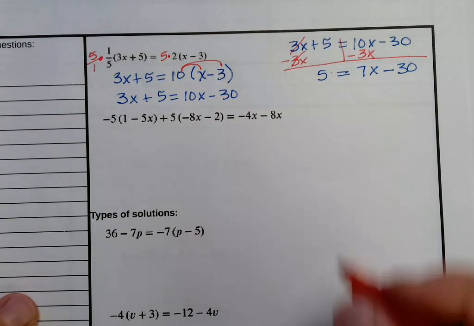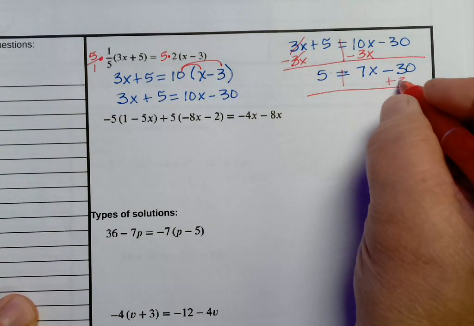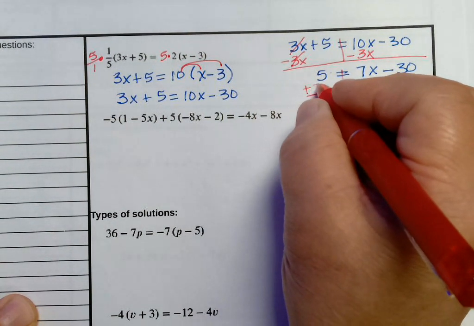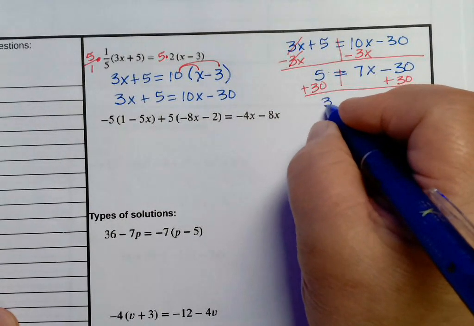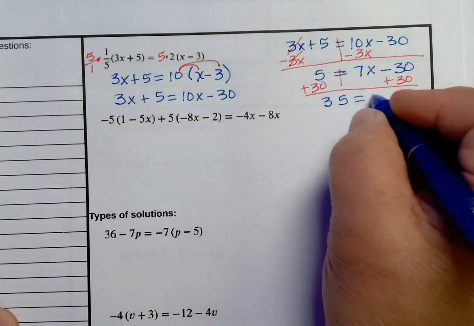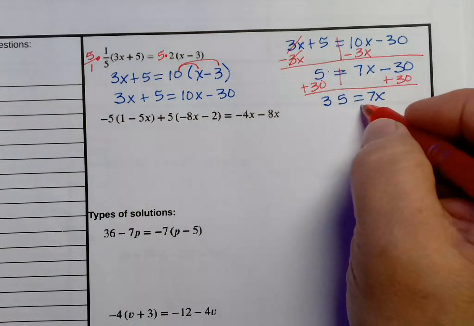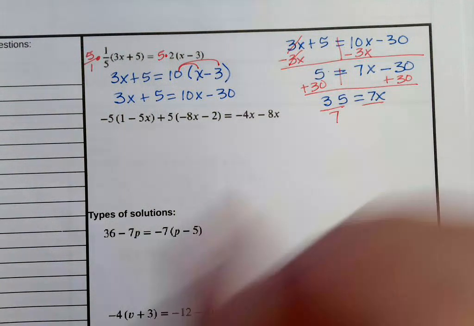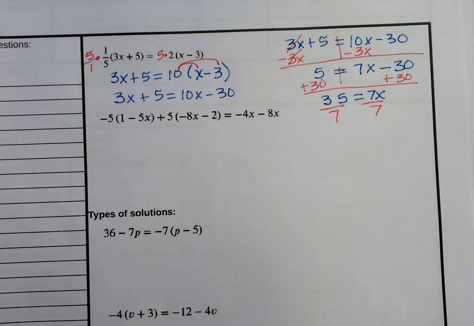Next step. Get all your numbers. So I'm going to add 30 to both sides. 35 is equal to 7x. Divide by 7. And x is equal to 5.